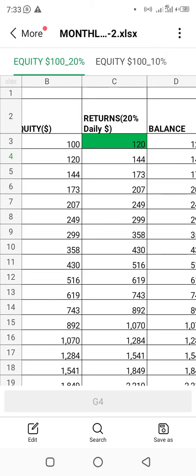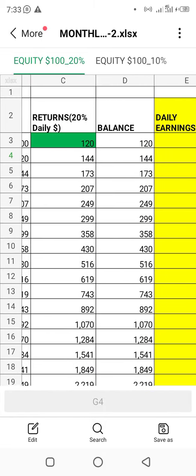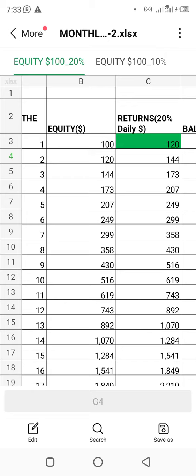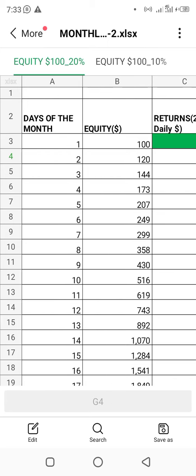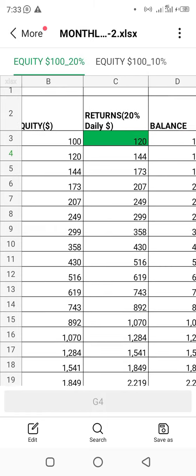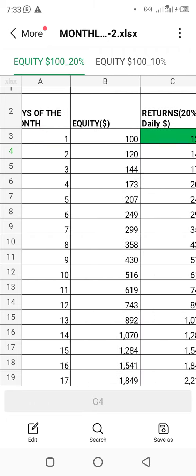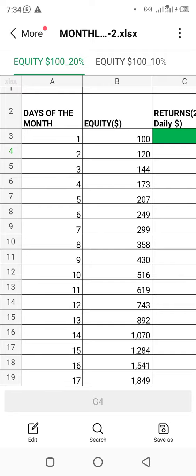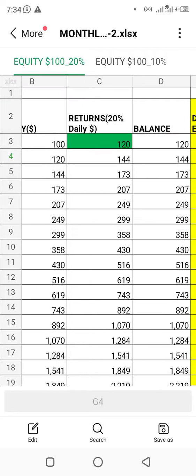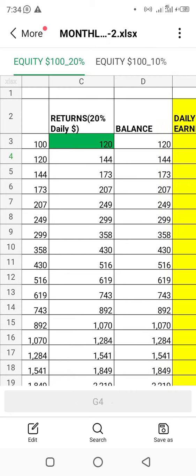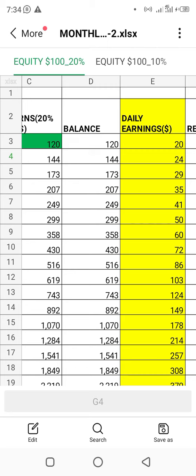Then you are not going to withdraw the money. The money is for business, to grow your equity, and to give you a positive return at day 31. This is day one, days of the month. This is your equity, and this is your equity returns, as in 20% daily, and this will be your balance for the day. So after taking your trade for day one with your $100, and you are able to generate the 20%, your balance will be $120 for that day. That is, your daily earning is $20 for the day.